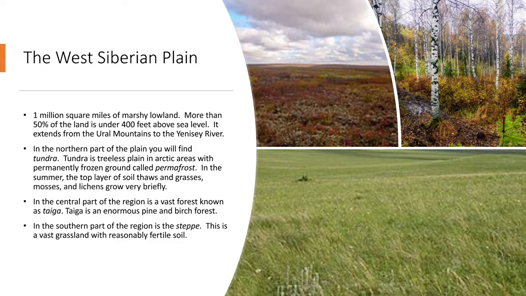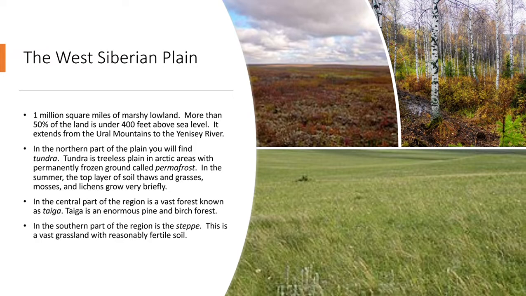It's marshy, meaning it's kind of swampy in a lot of areas. And more than 50% of the land in this area is under 400 feet above sea level. That is pretty low. That's a very low area of the world. And it extends from the Ural Mountains to the Yenisei River. All right. And the Ob River makes up a large part of this.